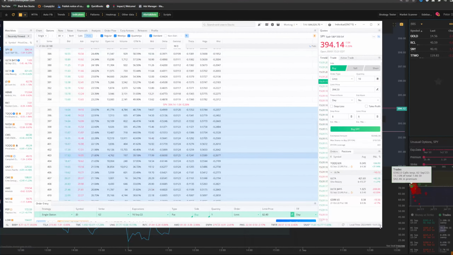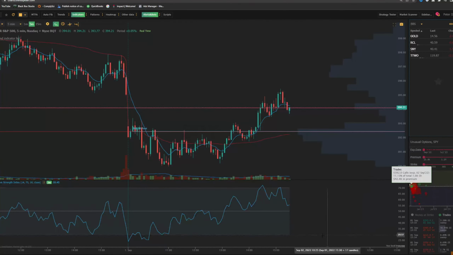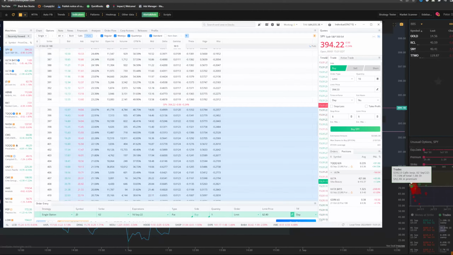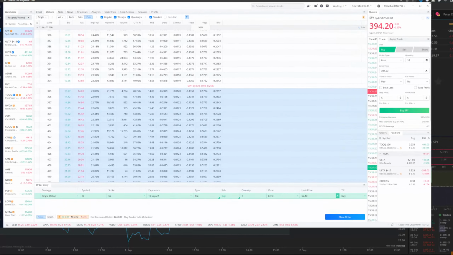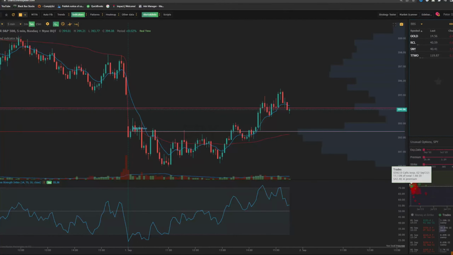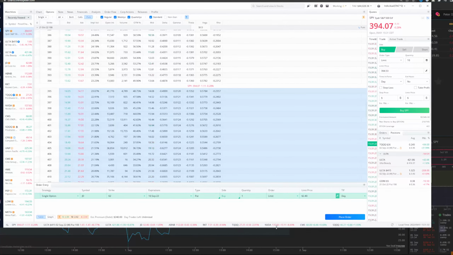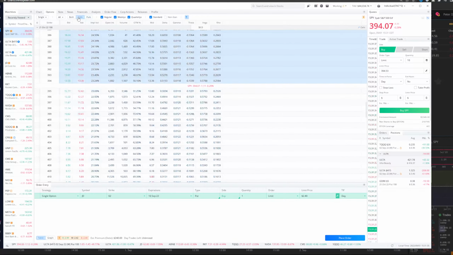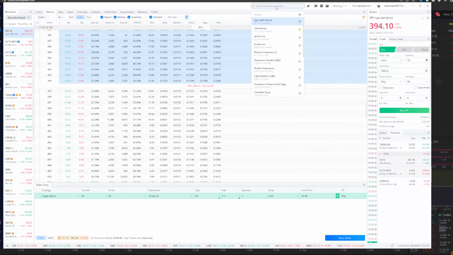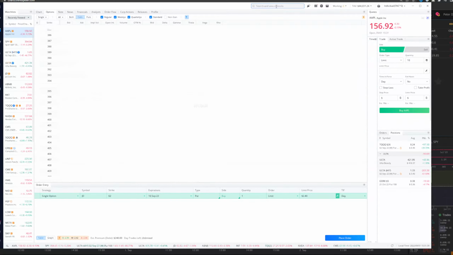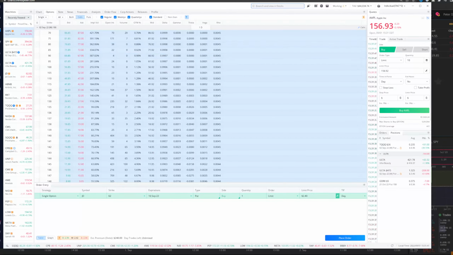Does anybody know what delta is? I know it's a Greek, but does anybody know what delta represents? Or does anyone not know what delta represents? So let's look at calls and let's just go for Apple. This will be relatively easy if we keep it this way.